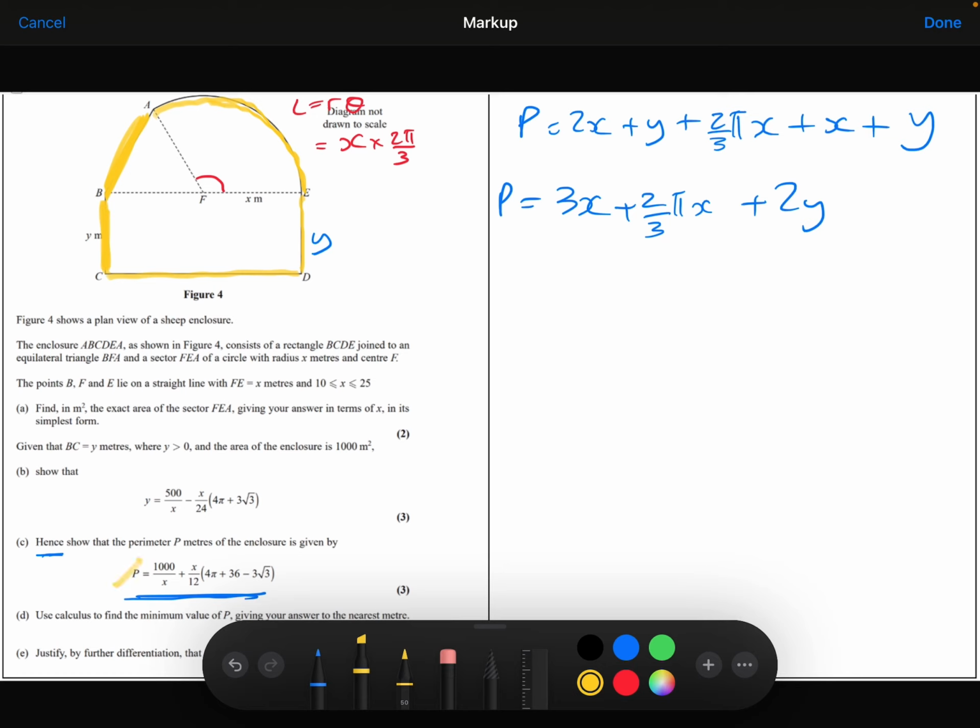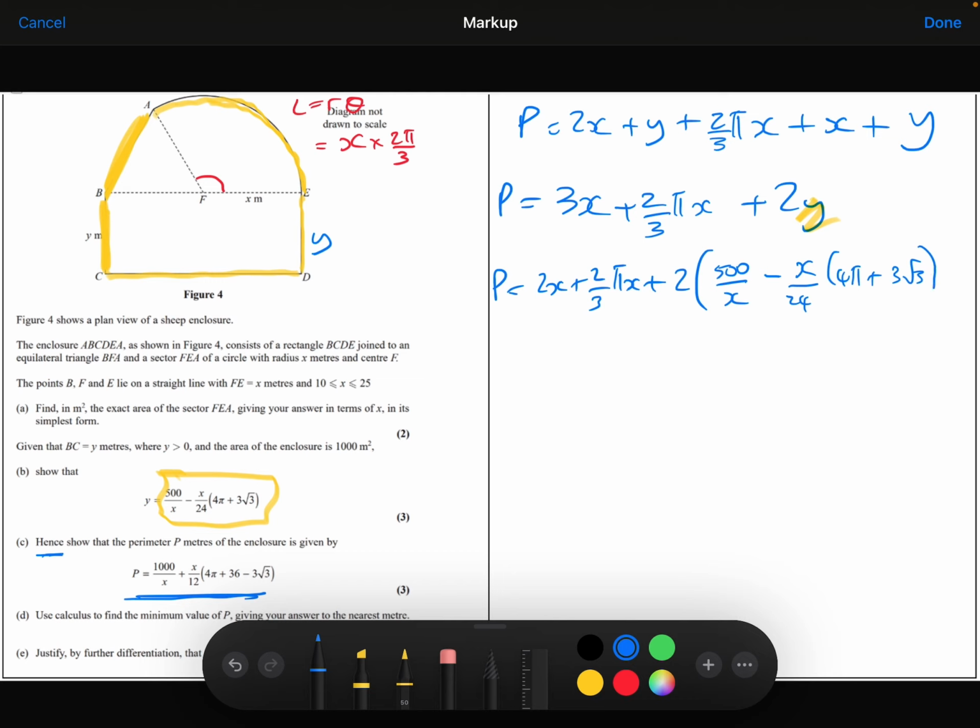Now, notice that I need to get my answer only in terms of x. I don't want this y here. But that's fine, because what I'm going to do is take my answer from part B and substitute that in. So leave the first two terms alone, and then we've got two lots of 500 over x minus x over 24, 4 pi plus 3 root 3. Right, I now need to hopefully simplify that and make it look like this.